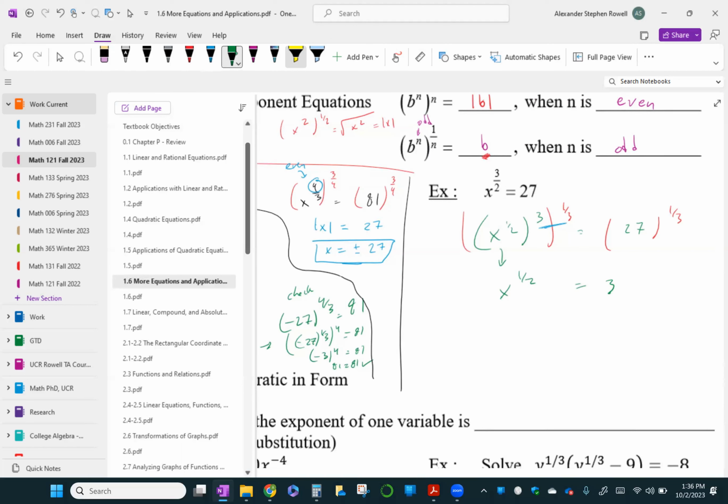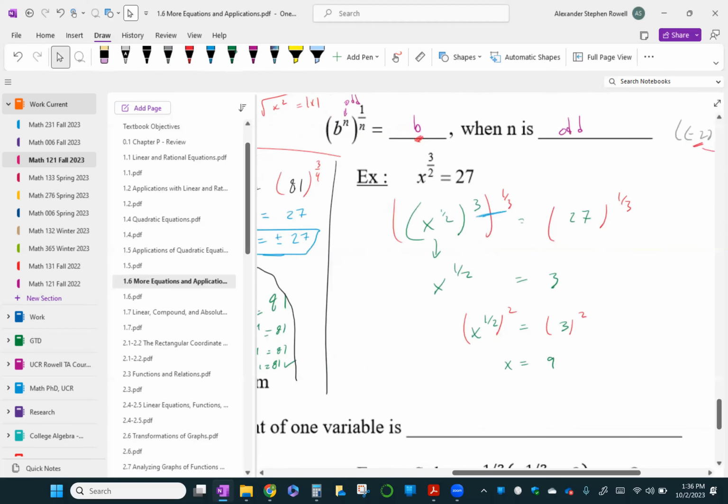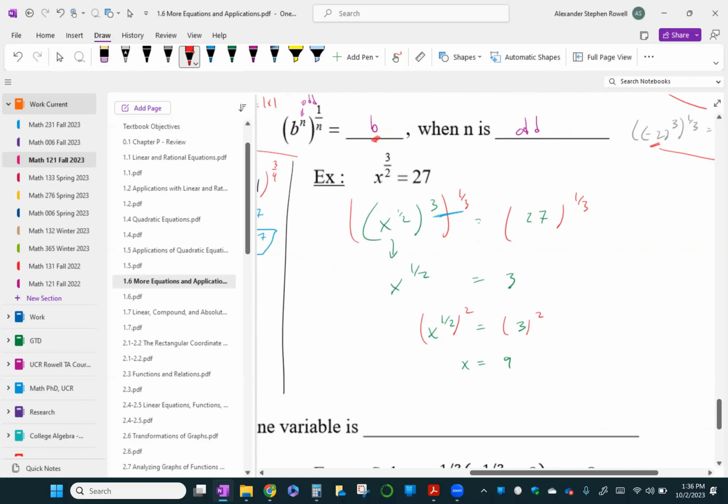And how do I get x by itself? X to 1/2 is equal to 3. We're going to square both sides. X is equal to 9. And we should check. Check. 9 raised to the 3/2 power is 27. And your calculator will say, yes, it's great. Any questions?